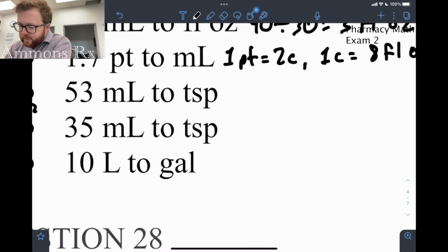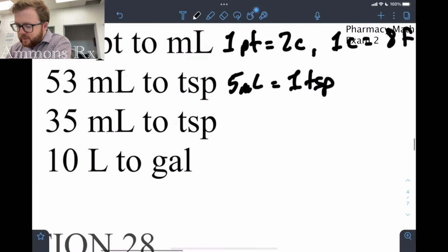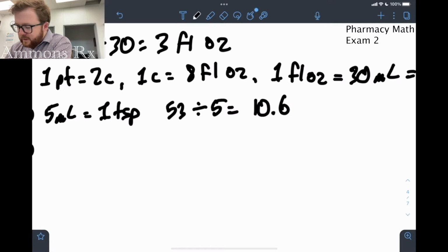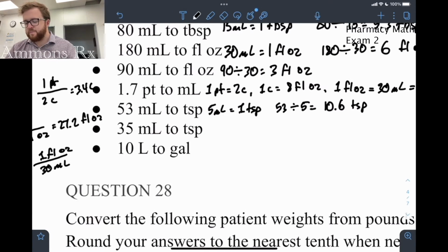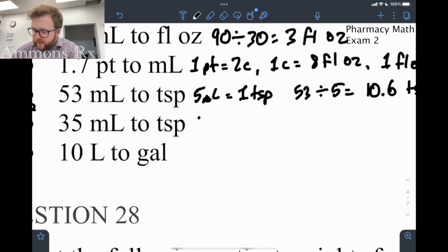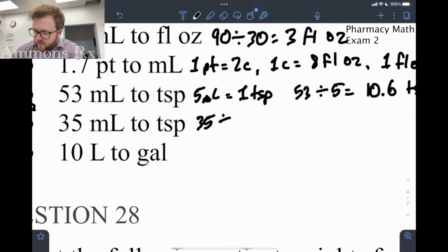Mils to teaspoon. This is a pretty easy one because there are 5 mils in 1 teaspoon. So I will do 53 divided by 5, and I get 10.6 teaspoon. Mils to teaspoon. Okay. Same thing. 5 mils is 1 teaspoon, so I'm going to do 35 divided by 5, which is equal to 7 teaspoon.